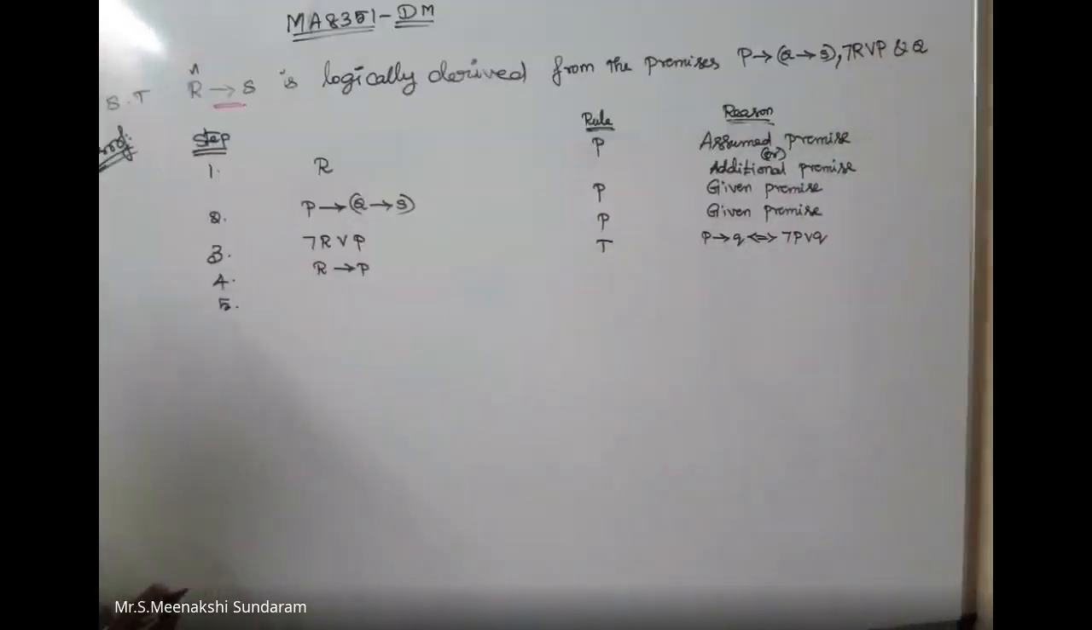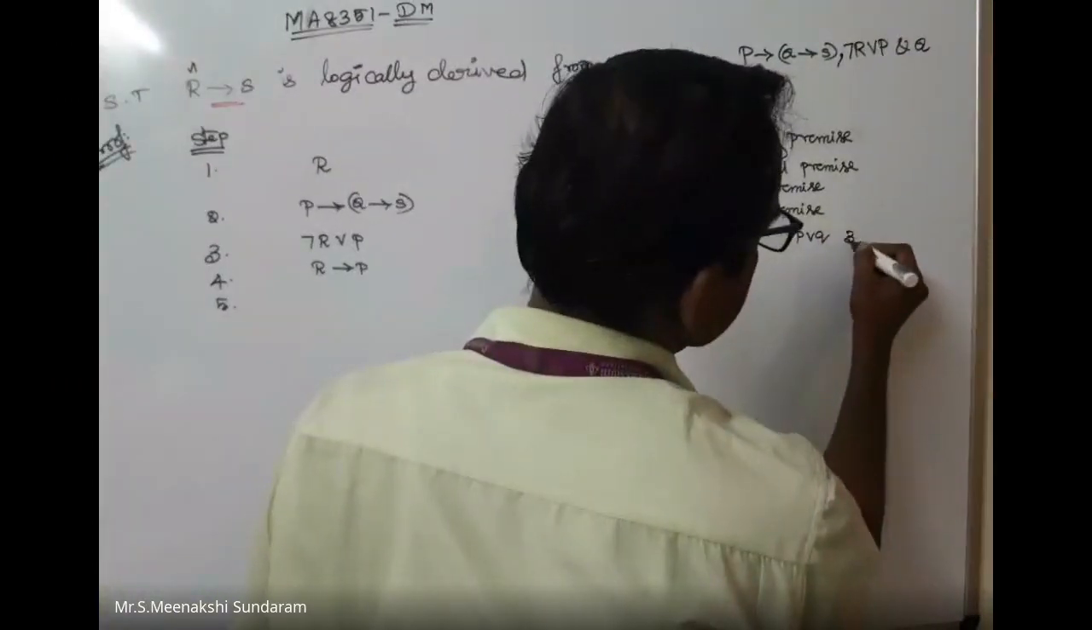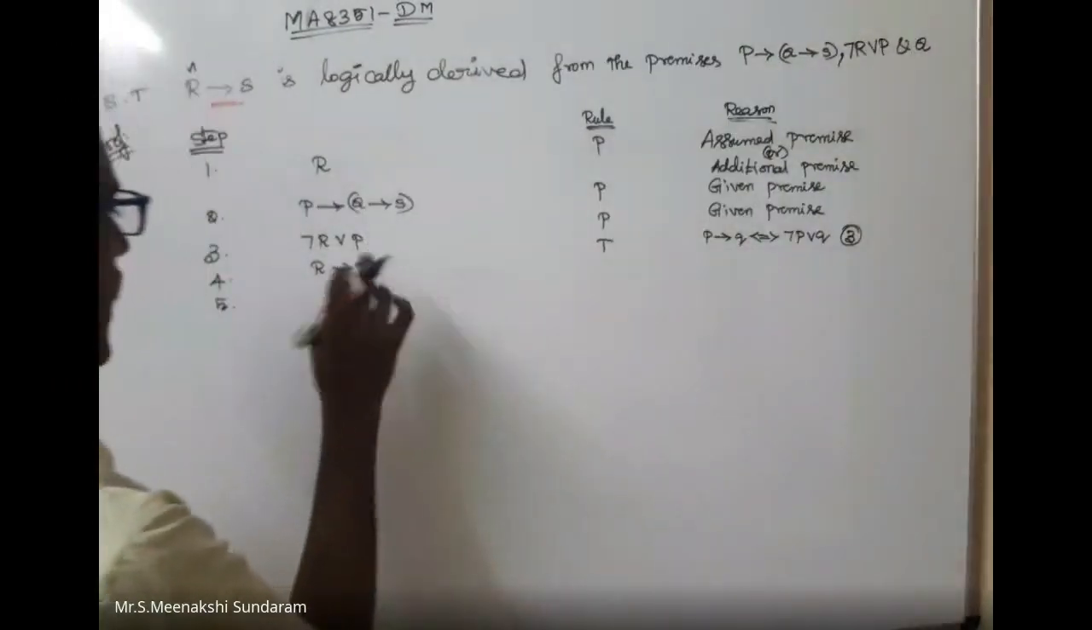Fifth step. Any other formula? Can you remember any other formula? This is step 3 now. For the third step, for logical equivalence, which formula can I apply? Can you use any other formula?